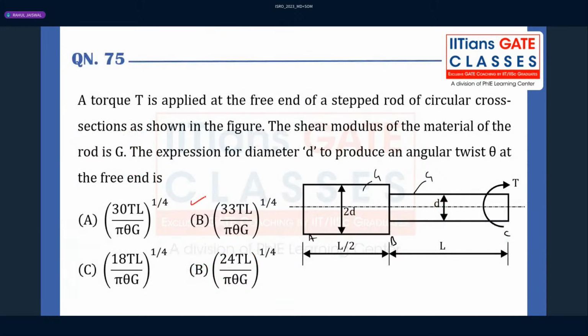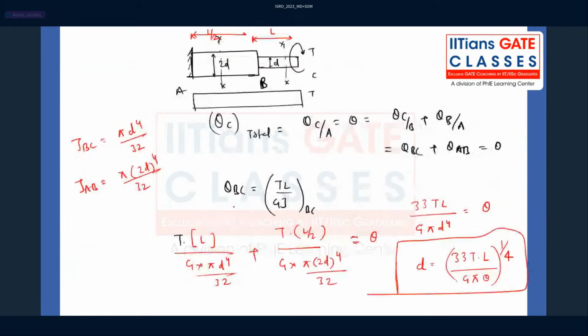So 33 means B will be correct, right? Because here it will be 32, this will all cancel out. So this will be 32 T into L divided by pi G d power 4, plus here it will be 32 T L divided by pi G d power 4. When you add together, you will get 33 T L divided by pi G d power 4.